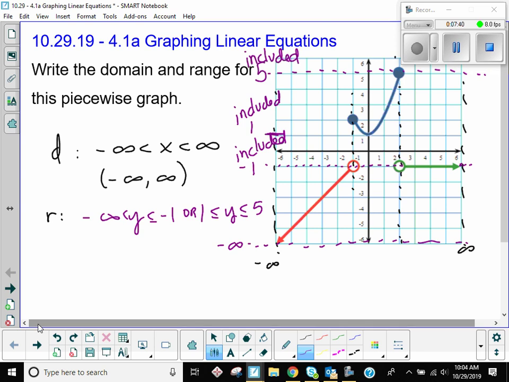And then here's what this looks like in interval notation. -∞ to 1 with a bracket, because it's included. U, or union, and then 1 to 5. Okay. And you can always add the y as an element of here, and x as an element of here. Okay?